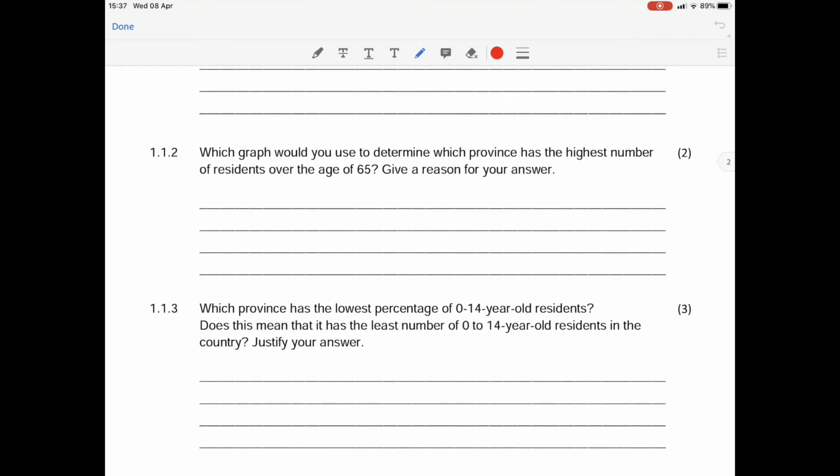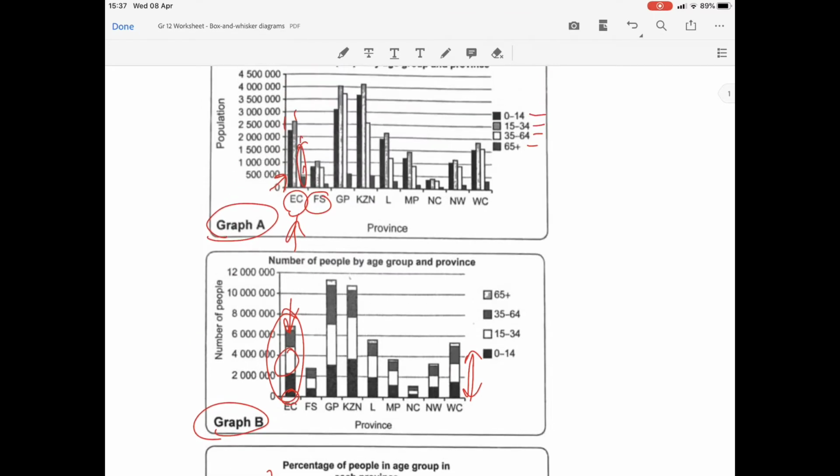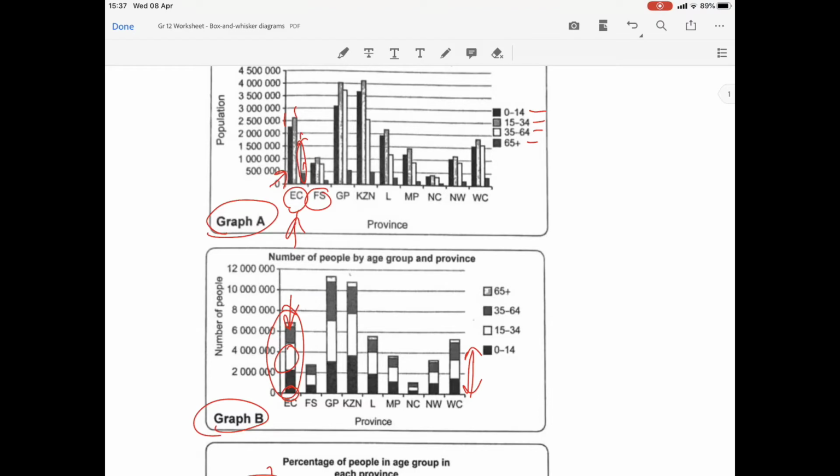The next question asks you, which graph would you use to determine which province has the highest number of residents over the age of 65? So let's go and have a look at these graphs. Which graph is going to make it easier for us to see the province that has the most number of pensioners over 65? So if we look at graph A, it is going to be the bar on the extreme right in each province. Okay, so it looks fairly easy. We just need to look for the province that's got the larger or the higher bar. And it seems to be KZN for interest's sake.